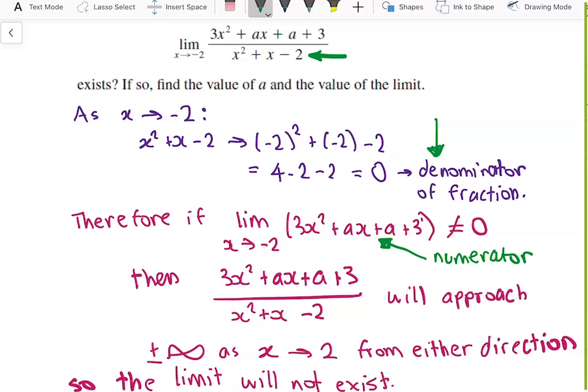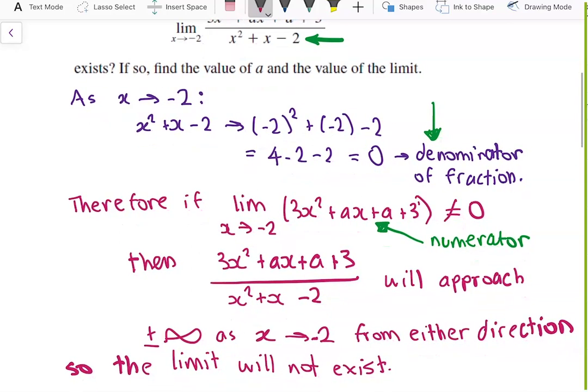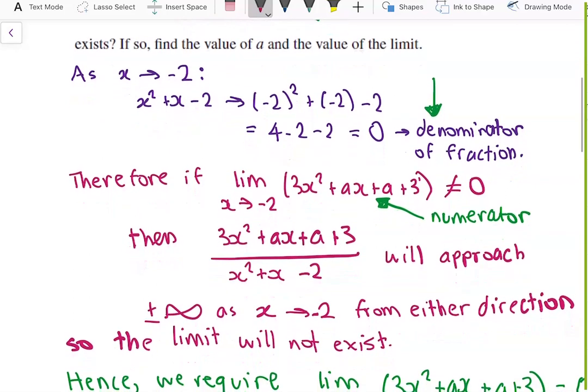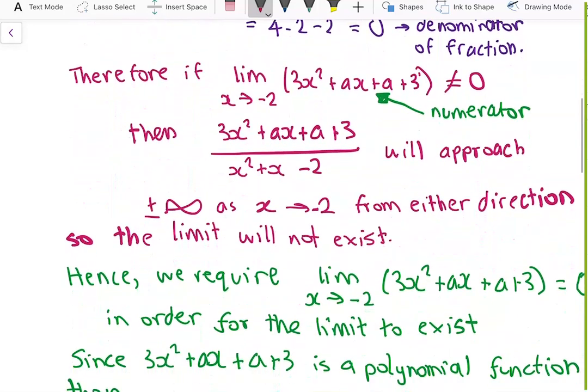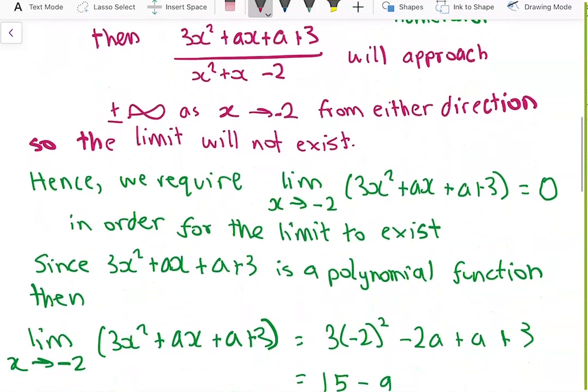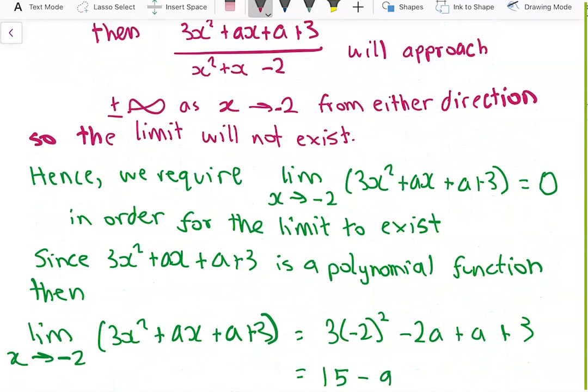So when x goes to -2 from either direction, the fraction goes to plus or minus infinity, so the limit will not exist. So this means we require the limit of the numerator 3x squared plus ax plus a plus 3 to be 0 as x approaches -2.